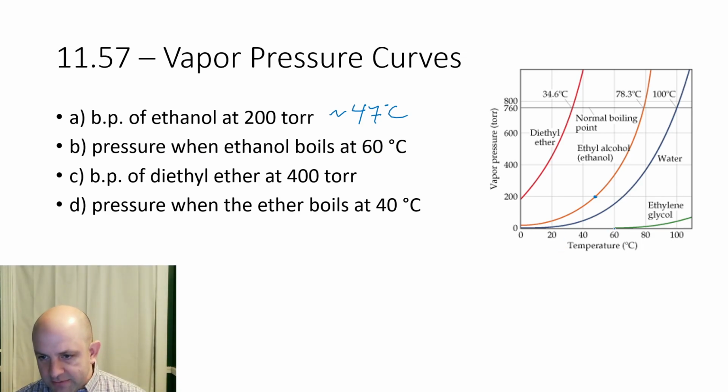It says, what pressure would it be when ethanol boils at 60? Okay, well then we find 60. We go up to our ethanol line. That's about here. All right, that's more than halfway. That would be above 300, maybe about 320 torr.